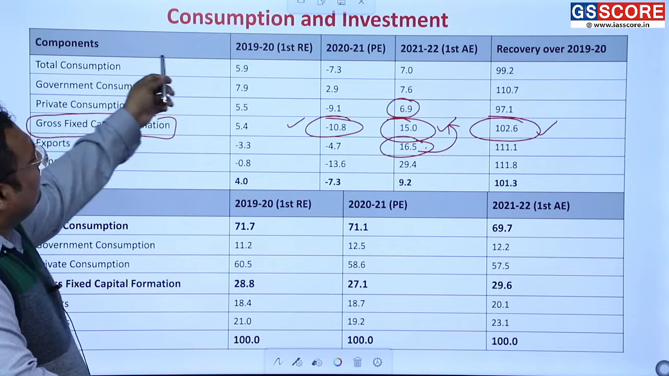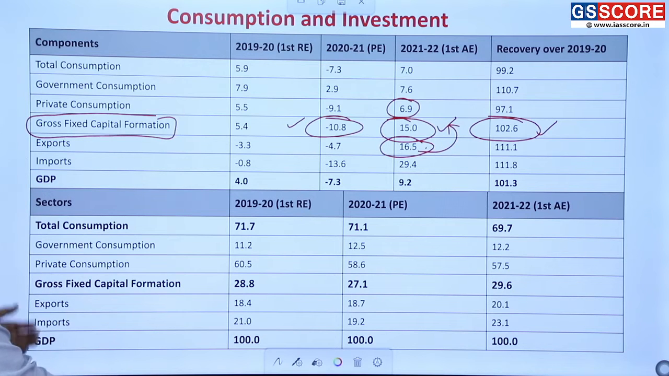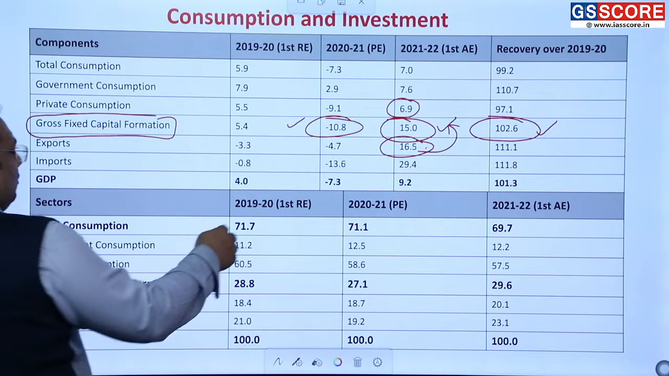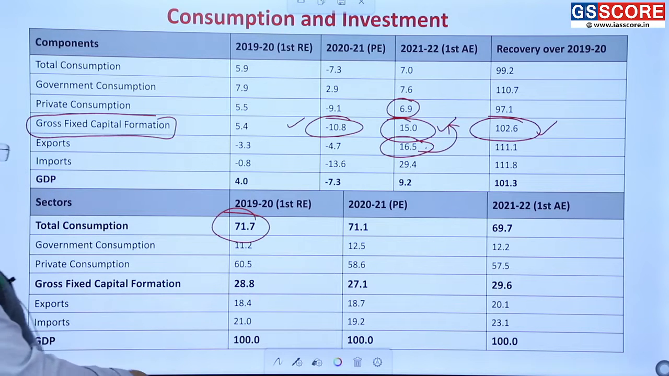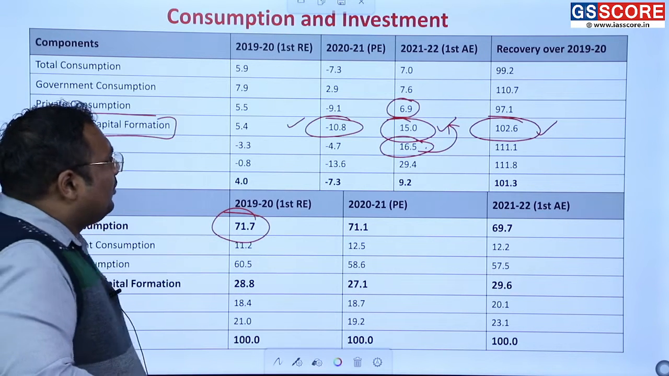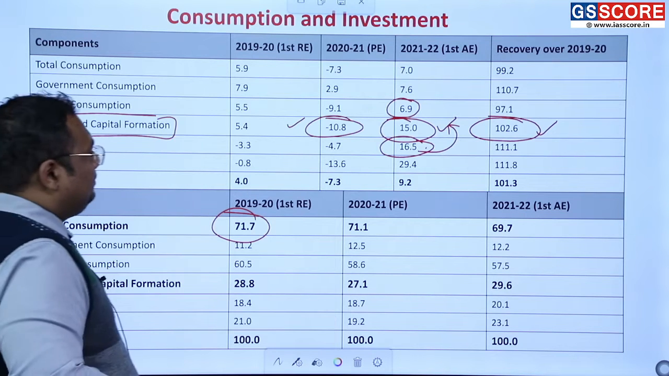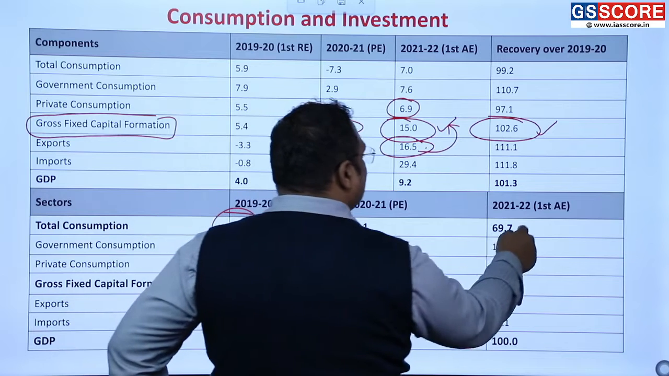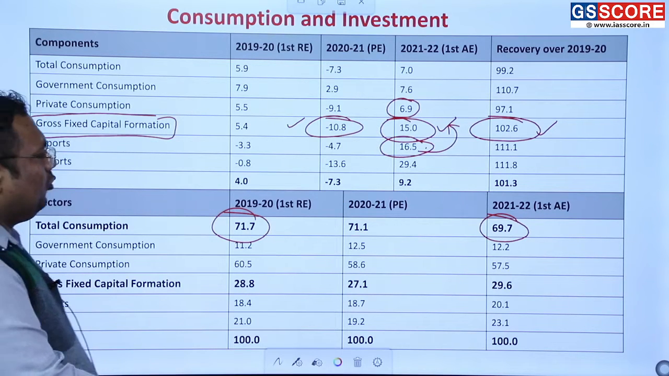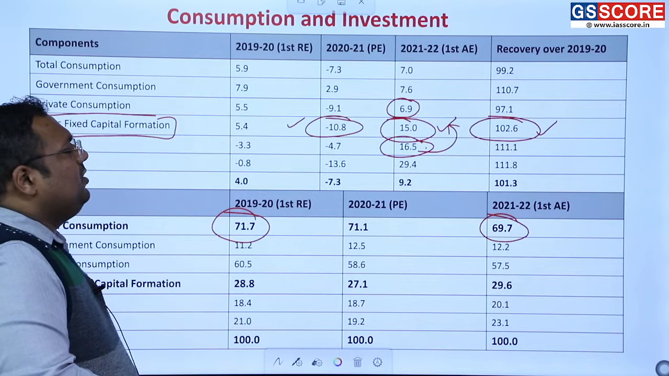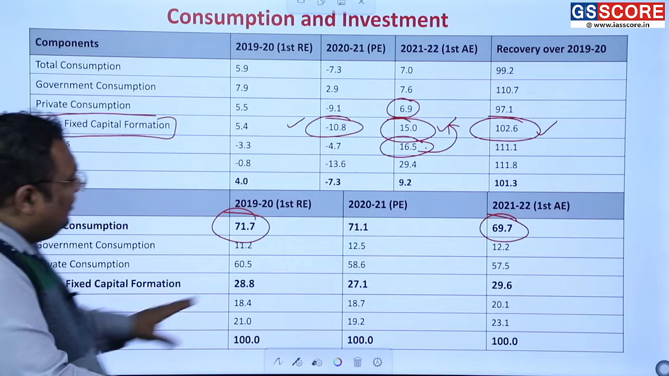So we have seen the changes in the consumption and investment. Now very briefly look at their level. So our consumption out of total national income was around 71.7%. Okay. And now we estimate our consumption as a proportion of GDP to be around 69.7%. Okay. Why has this number decreased?